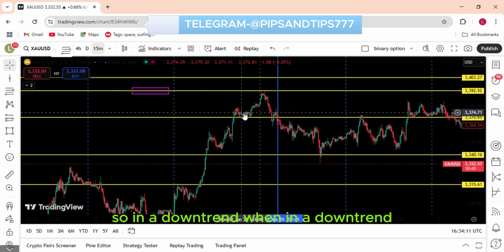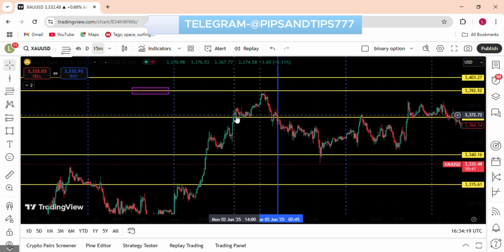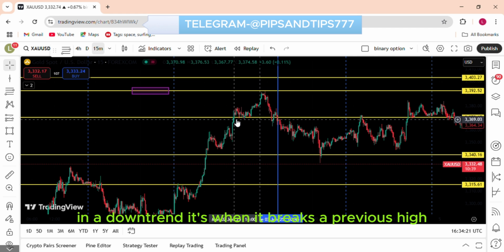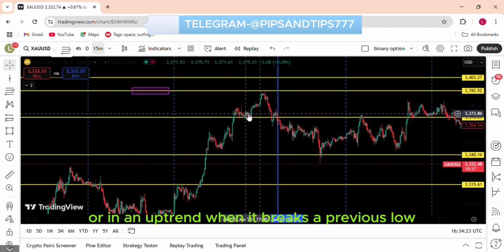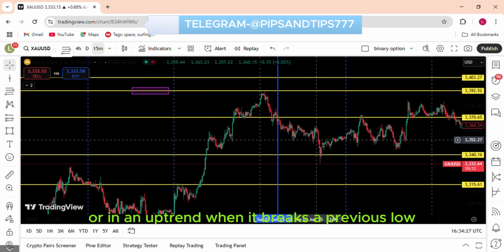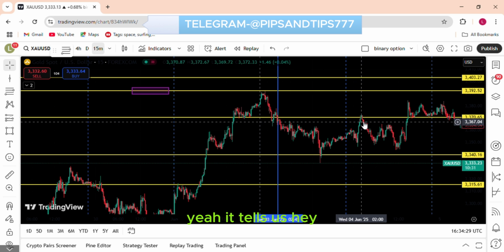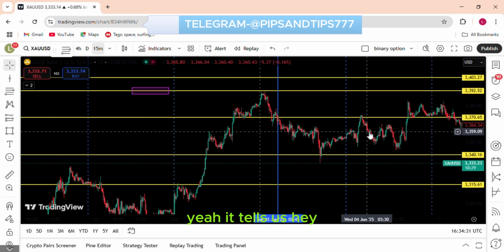So in a downtrend, it's when the market breaks a previous high, or in an uptrend, when it breaks a previous low. It tells us, hey, something is changing here.